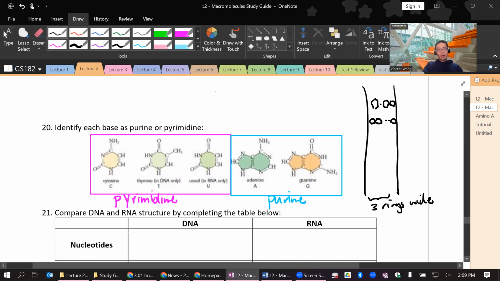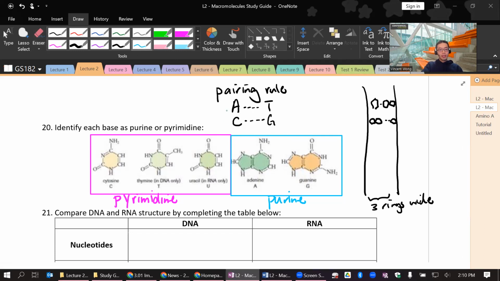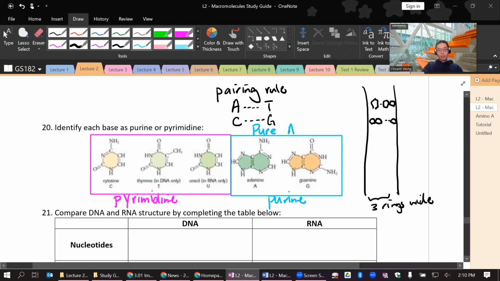Okay, so the pairing rule goes like this. Pairing rule. Right. A always pairs with T, and C always pairs with G. So to remember the purines, you can remember the following phrase. Pure as gold. Okay, so purines are adenine and guanine. Everything else is pyrimidine, okay?